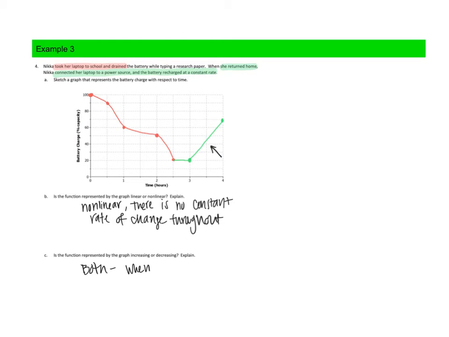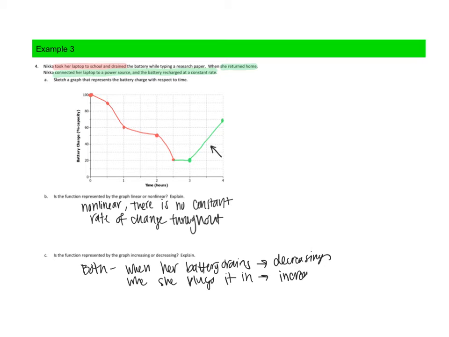When her battery drains, the function is decreasing. When she plugs it in, it's increasing. Okay? Make sure you have this down. You're going to try one of these out on the next slide on your own.